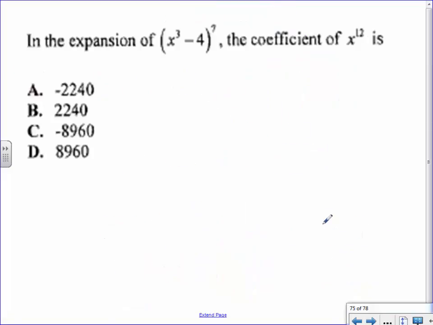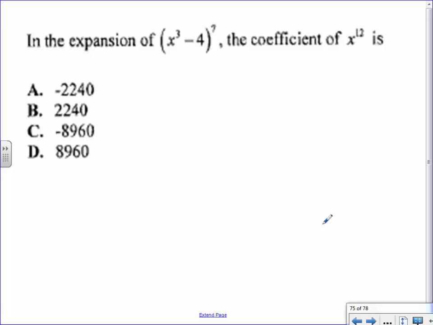Let's try another one here. We're going to expand this thing. They rarely, if ever, ask you to expand all of it, because expanding all of it is a pain. So all they're going to ask here is, just tell me what the coefficient on the x to the 12 term would be.